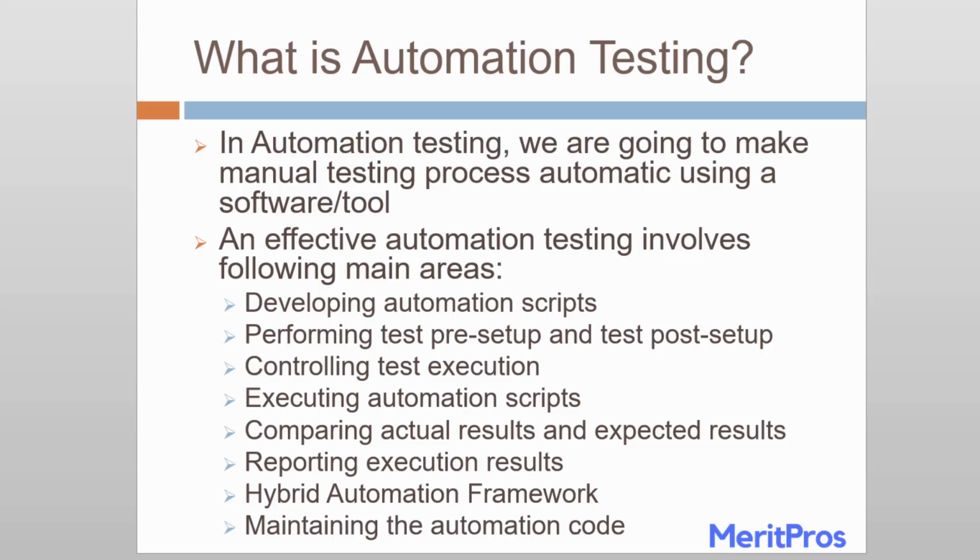You want to repeat a test a few times for different test data sets, or based on a specific state, like the user is present or the user is deleted, you want to do something. So that is controlling the test execution. Then executing the automation scripts, that is the main thing. You have to execute all the scripts, then you can get the results like pass or fail. Then comparing the actual results and expected results. This is mainly important to determine pass or fail criteria. Then at the end, reporting the execution results.